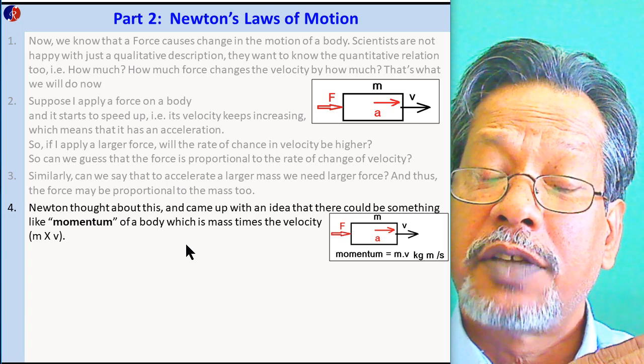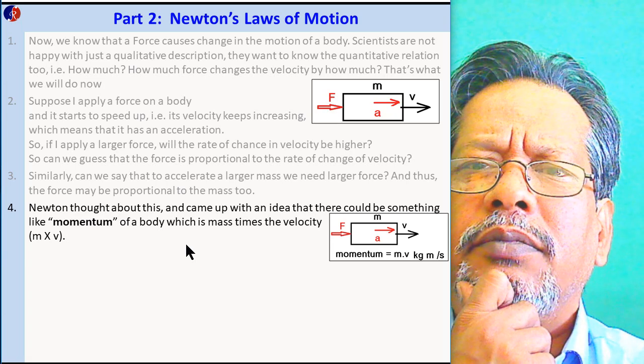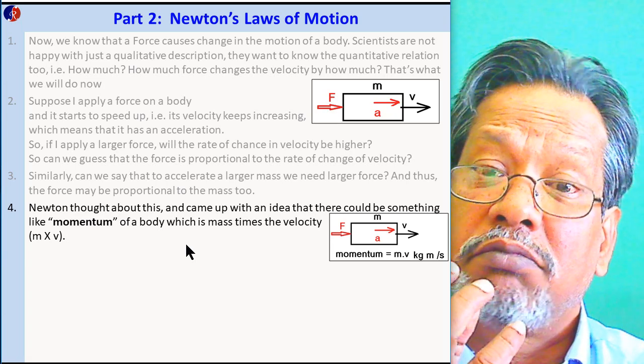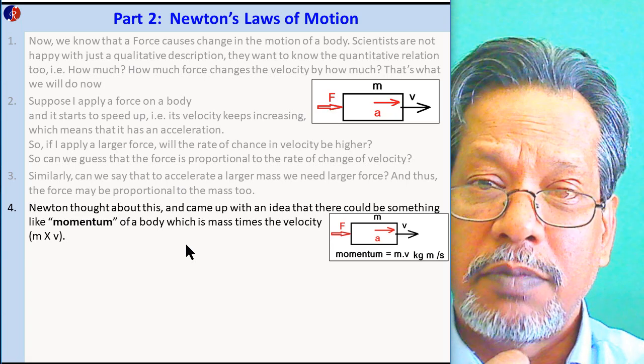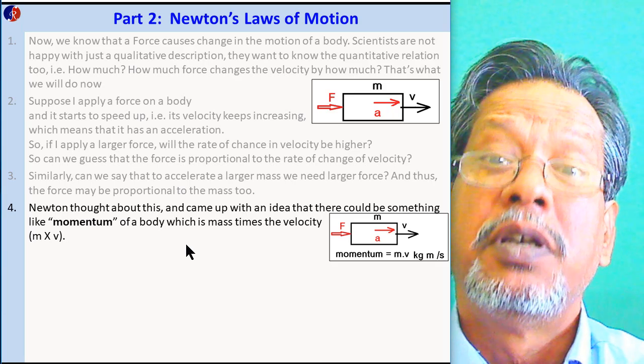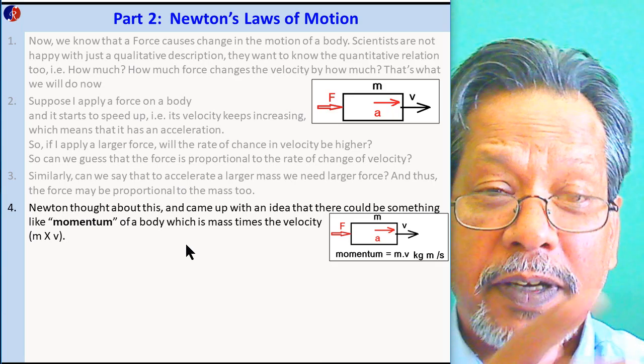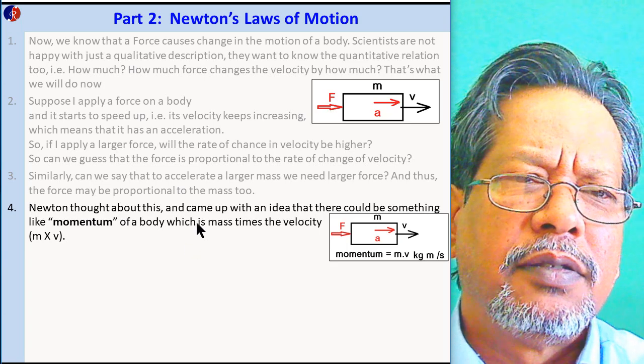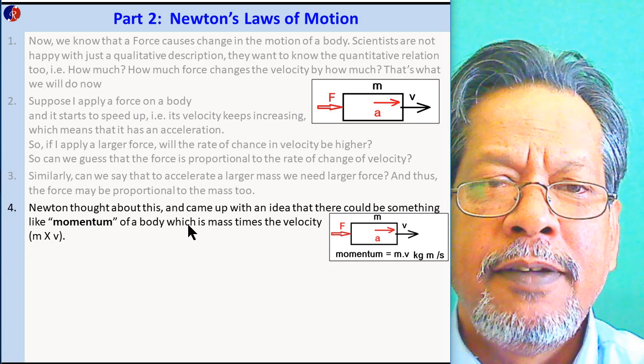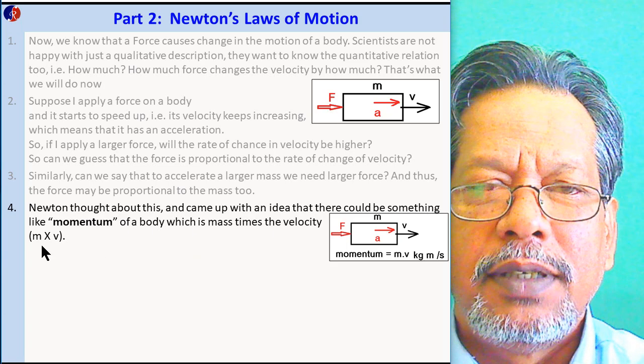Small mass, high velocity has higher momentum. Large mass, same velocity, has larger momentum. Large mass with very high speed has even higher momentum. Okay, so that concept has to sink in. Momentum of a body is mass times the velocity, mv.